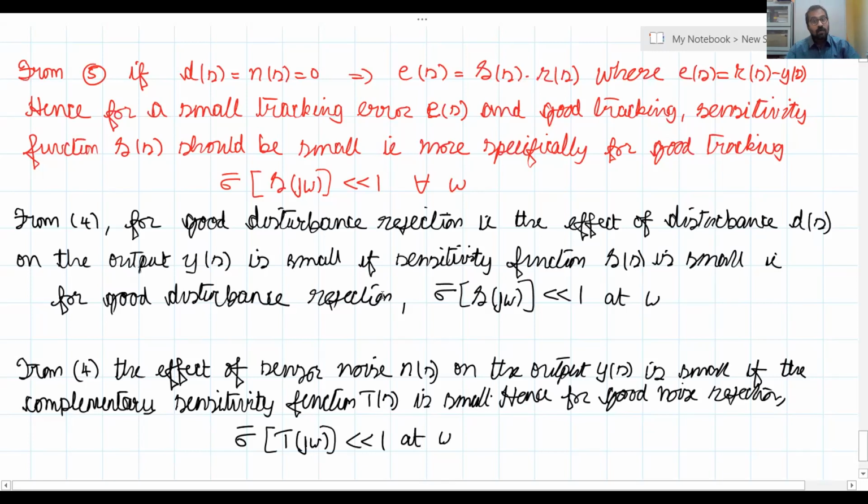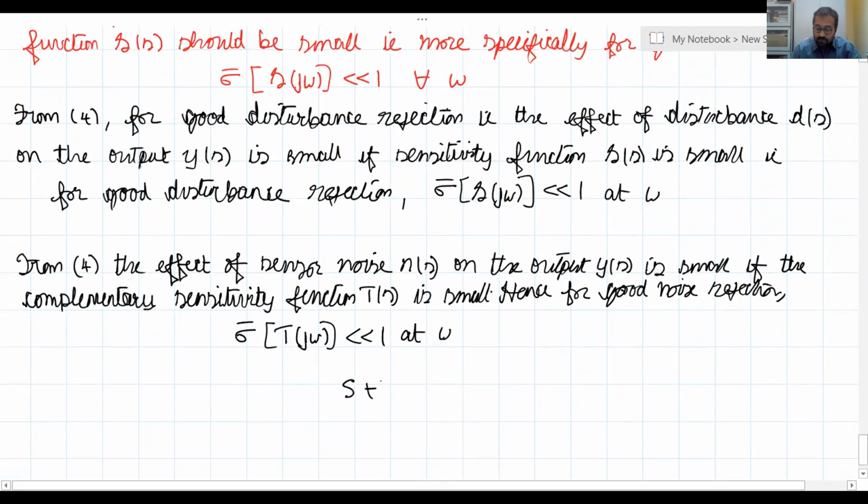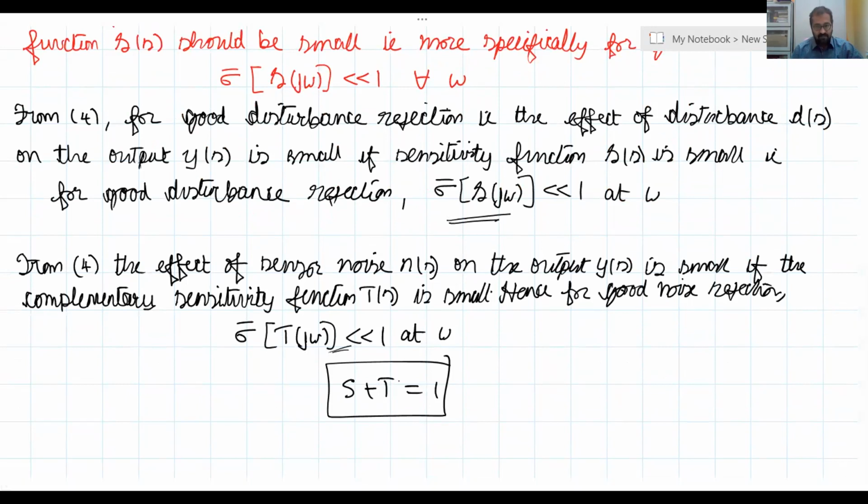Okay, but we are seeing that sensitivity plus complementary sensitivity must be equal to 1. So that means to have good disturbance reduction and good noise reduction, what's the condition? For good disturbance reduction, sensitivity should be very small, and for good noise reduction, complementary sensitivity must be very small. Unfortunately, both cannot be small at the same time. Keep in mind, disturbance occurs in the low frequency region. Disturbance means unwanted low frequency signal, whereas noise is unwanted high frequency signal.